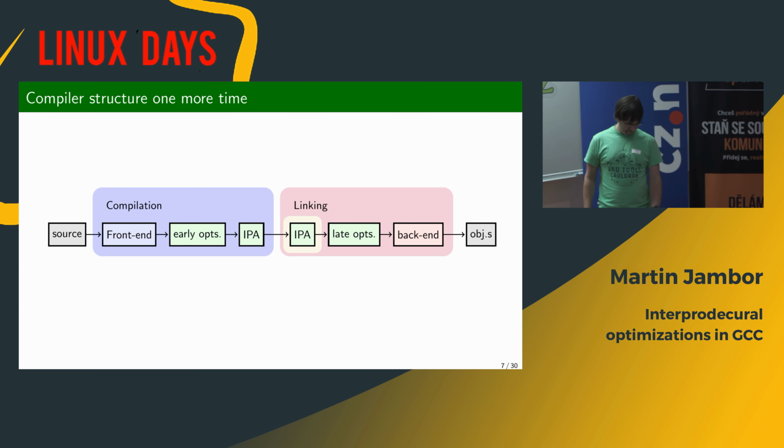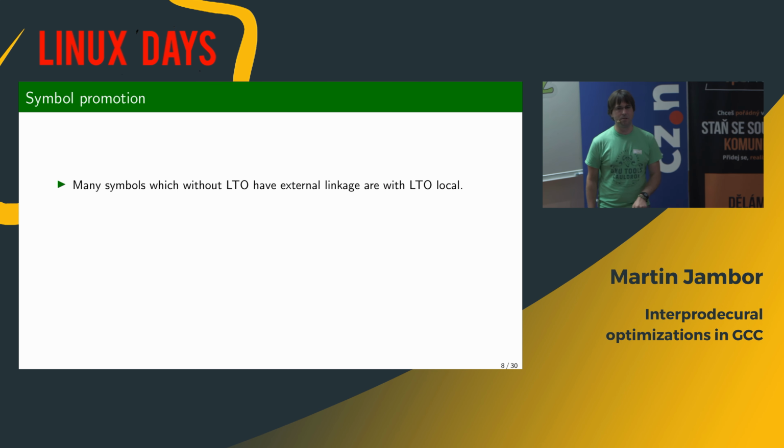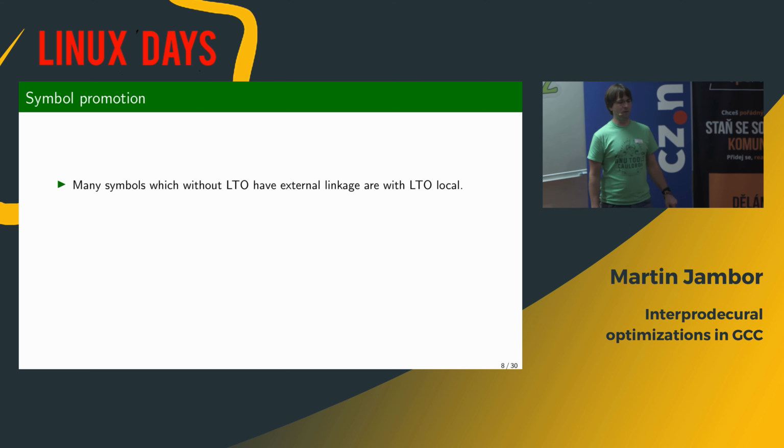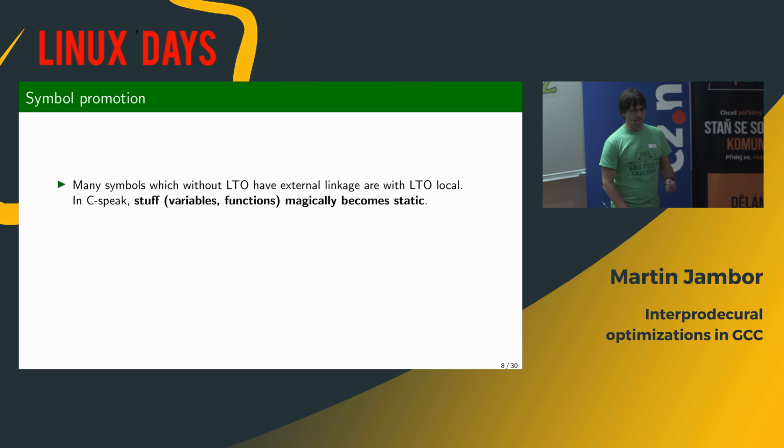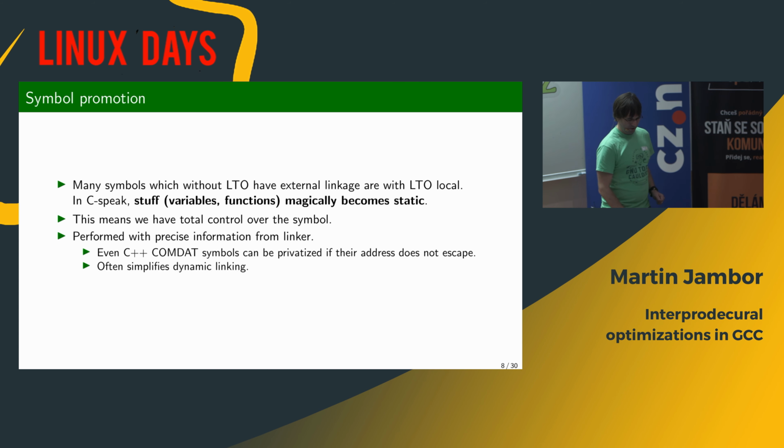One important thing that happens also with LTO is something that is called symbol promotion, which means that many symbols which without LTO would have external linkage, they would be visible from outside of the compilation unit, are actually local in LTO. In simplified C-speak, this means that things magically become static. And that means that we have complete control over such a symbol, over such a function, if its address doesn't leak, of course. And yeah, that's what I just said.